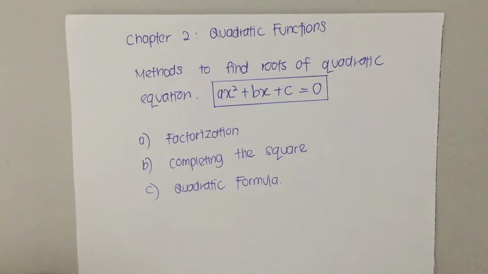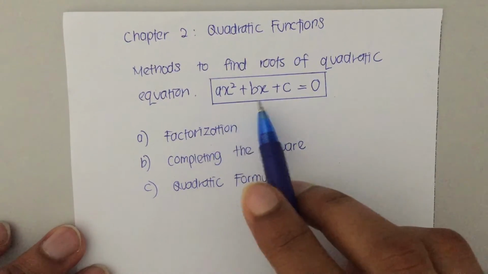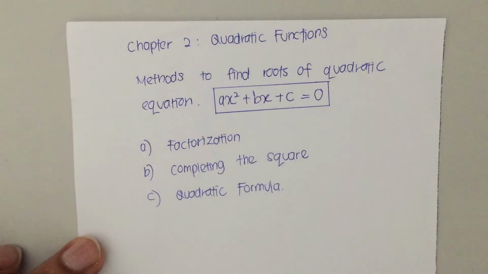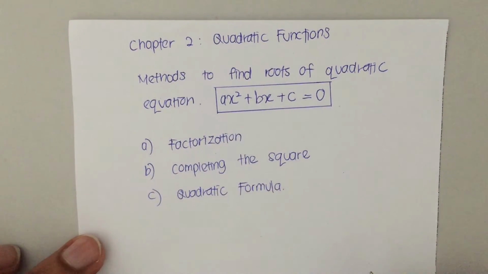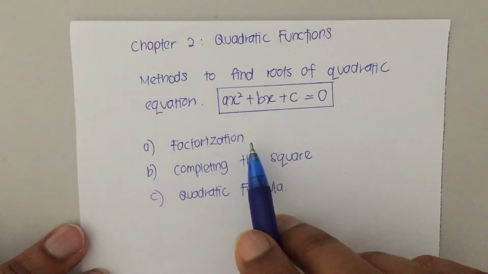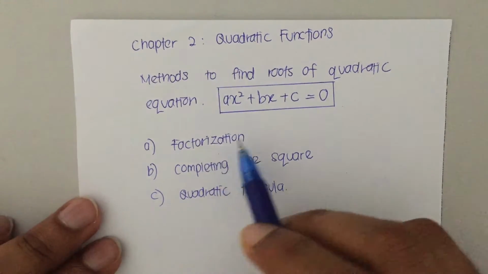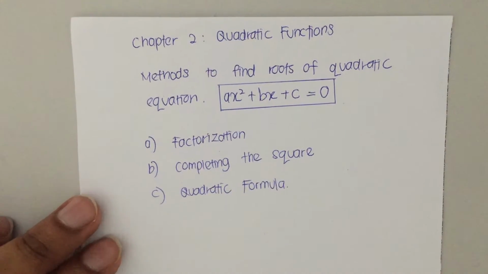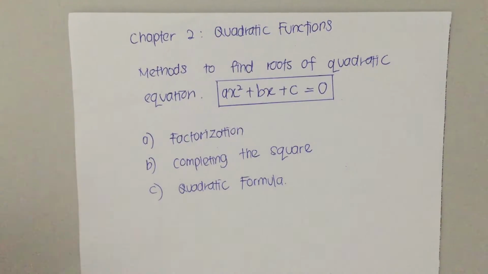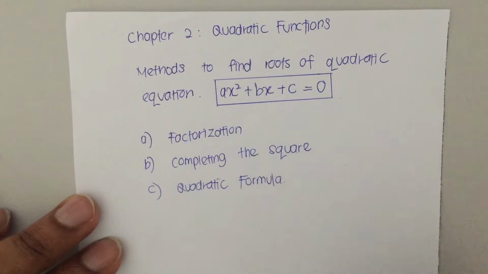When you hear the word quadratic equation, this general form should come to your mind: ax squared plus bx plus c equals 0, where a, b and c are the coefficients of the quadratic equation respectively. The methods to find roots of a quadratic equation: the first one is factorization, the most common method that everyone uses. But these two methods are something that you're going to learn in this chapter: completing the square and the quadratic formula. Completing the square we will take a look at in detail. Let us take a look at the quadratic formula now.